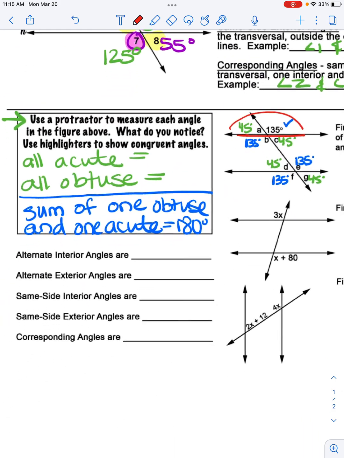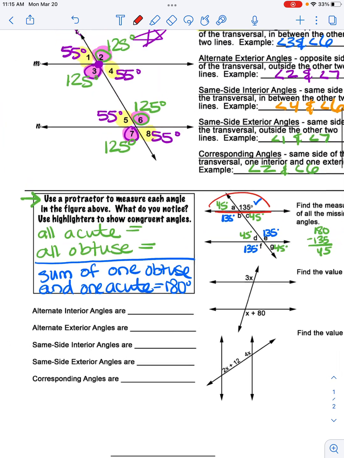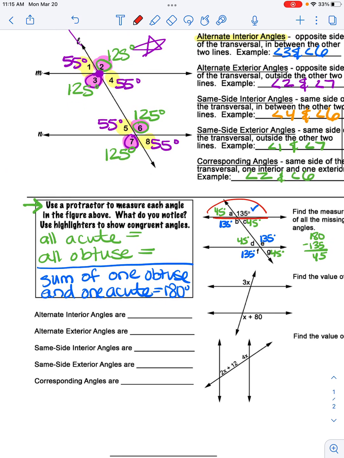Okay, so if we look at that drawing and our definitions, we know that alternate interior angles like 3 and 6 in this picture up here, 3 and 6 are equal. Alternate exterior angles are also equal. Same side interior angles like 3 and 5 are supplementary. They add up to 180. Same side exterior, supplementary. And corresponding angles like 2 and 6 are going to be equal.